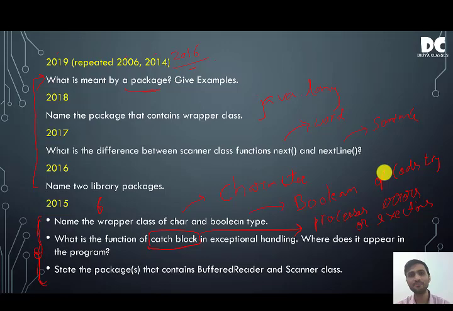Where does it appear in the program? It appears after the try block. You have to just remember this. It is not asked in much detail in our board exam. State the packages that contain the BufferedReader and Scanner classes. BufferedReader is present in the java.io package and Scanner is present in the java.util package.